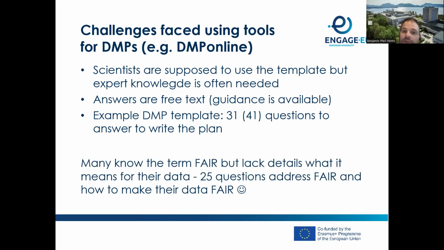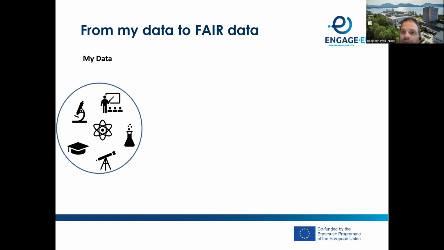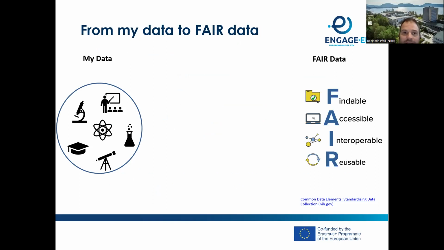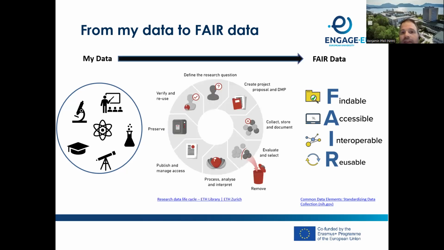And then the other challenge is that many know the term FAIR, but lack details of what is meant for the data. 25 questions, as I mentioned before, address FAIR and how to make data FAIR. So one of the challenges during the process of not just writing a DMP, but being able to write a DMP, is to know what is needed to go from my data to FAIR data. So basically we have the scientists who have their data. Within the DMP, they're asked to make their data FAIR, so findable, accessible, interoperable, reusable. And then we have all of those different steps between, the data lifecycle that Jordan already mentioned in his presentation.